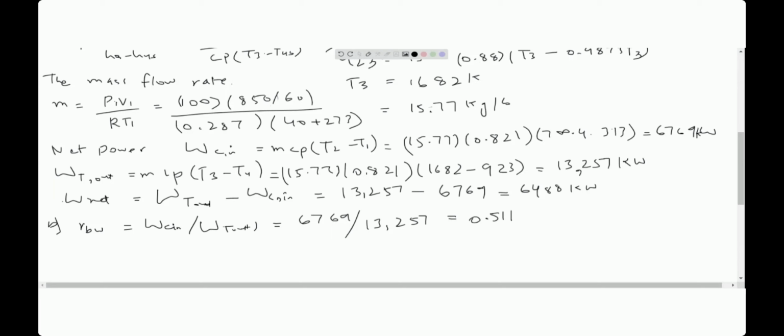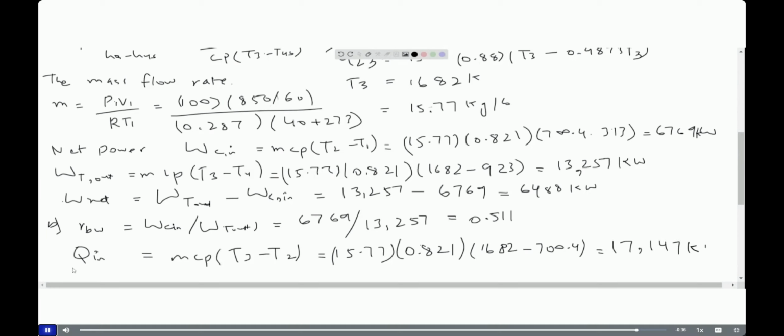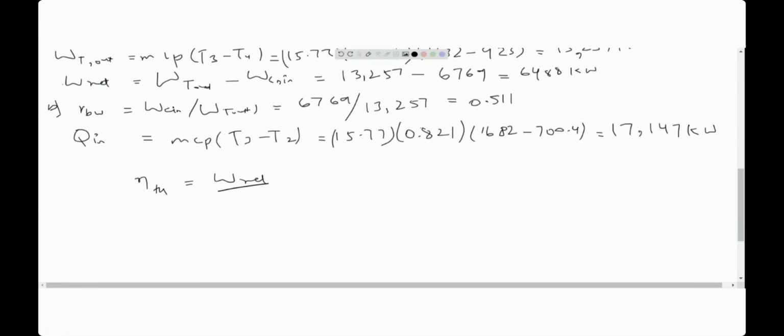Now the rate of heat input. Q in is calculated as m Cp into T3 minus T2, that is 15.77 into 0.821 into 1682 minus 700.4, that is equals to 17,147 kilowatt.